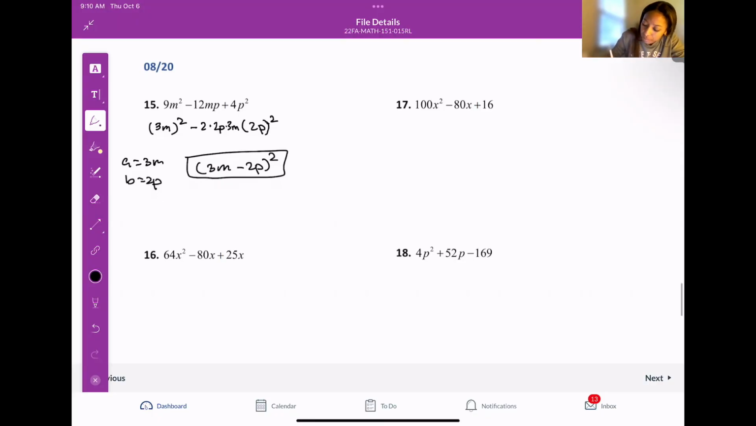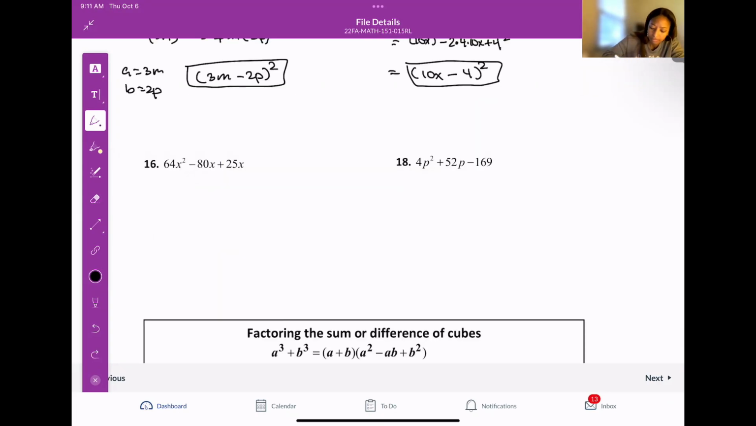So if we look at the first term, 100x squared is 10x all squared, so a is equal to 10x. And then 16 is 4 squared, so b is equal to 4. And then in the middle, we have 80x. Is this 2 times 4 times 10x? Ask yourself that question. It is. That's 2 times 4 times 10 is 80 times x. So this works out. This would factor to 10x minus 4 all squared.